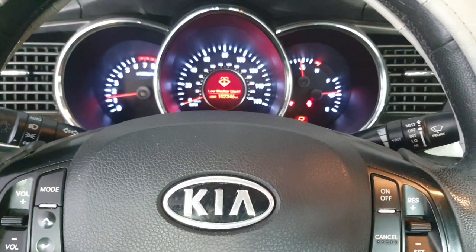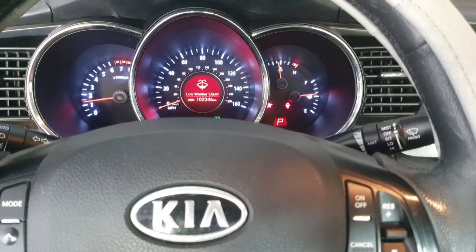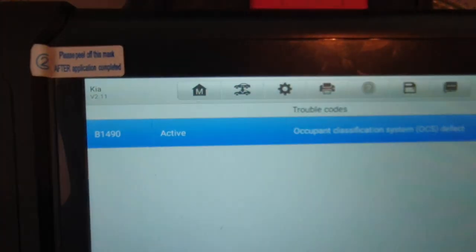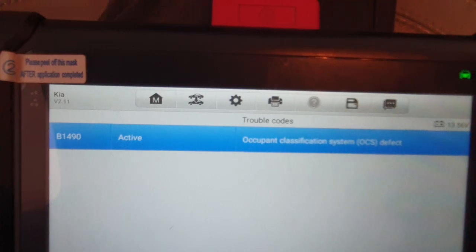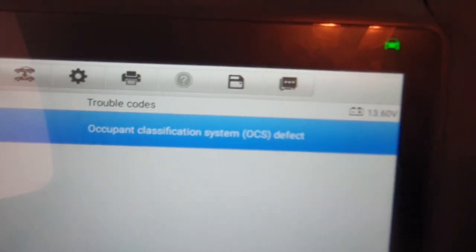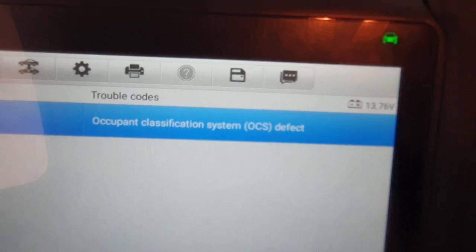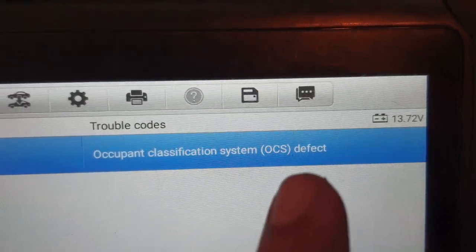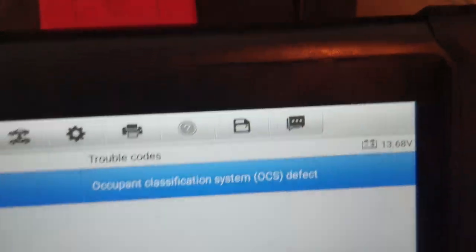Today I have one Kia Optima, and this car has a problem: the airbag light is on, and the fault code is B1490, Occupant Classification System, OCS. Okay, so today I will show you where the occupant classification system sensor is. Okay, the OCS sensor, I will show you.